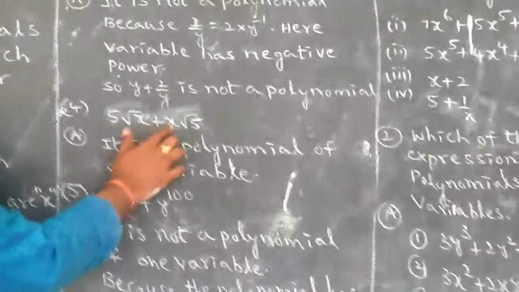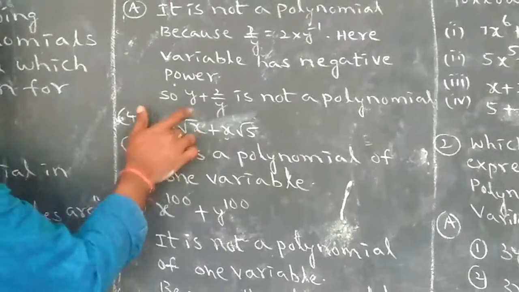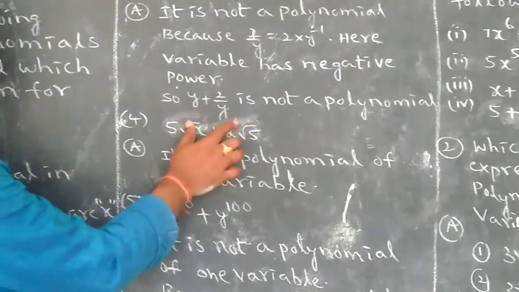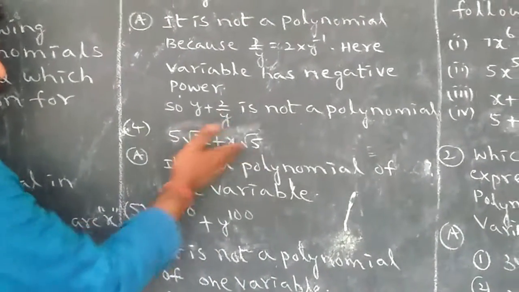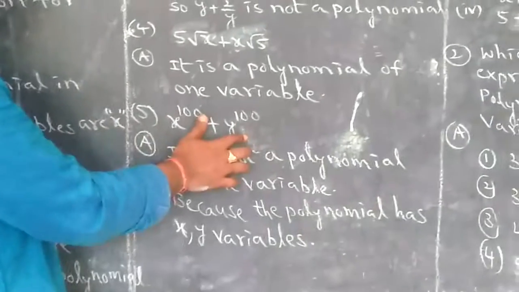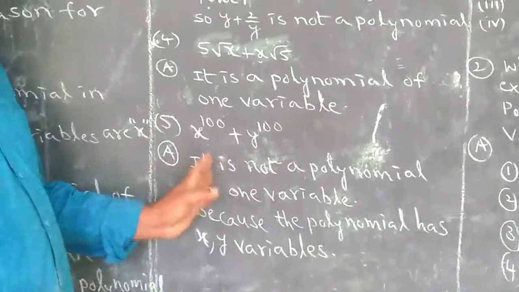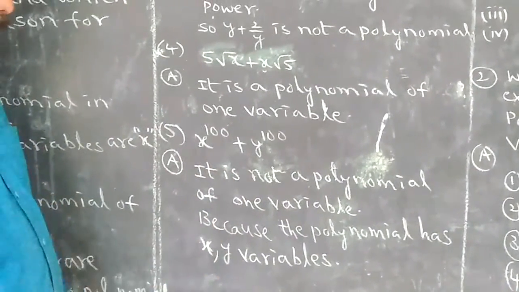Next one is 5 root x and x root 5. Here for x you have to remove the root and you get power 1 by 2. And here x power is 1. So all are x's, so it is a polynomial of one variable. Next, x power 100 and y power 100. Here two variables, x and y, are different. So it is not a polynomial of one variable.